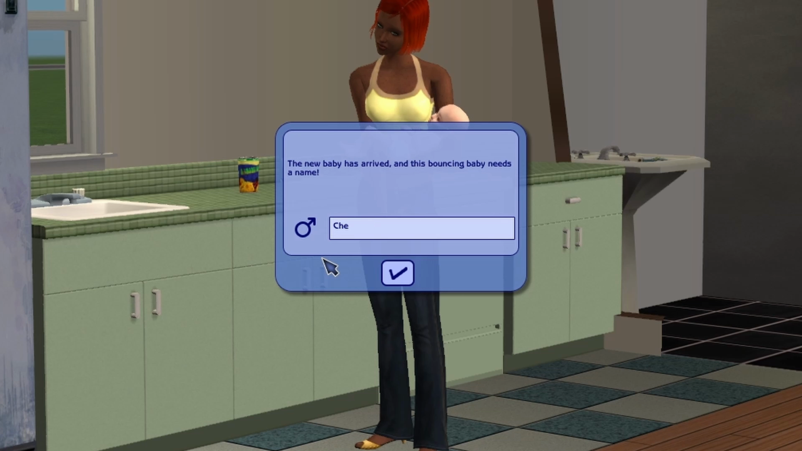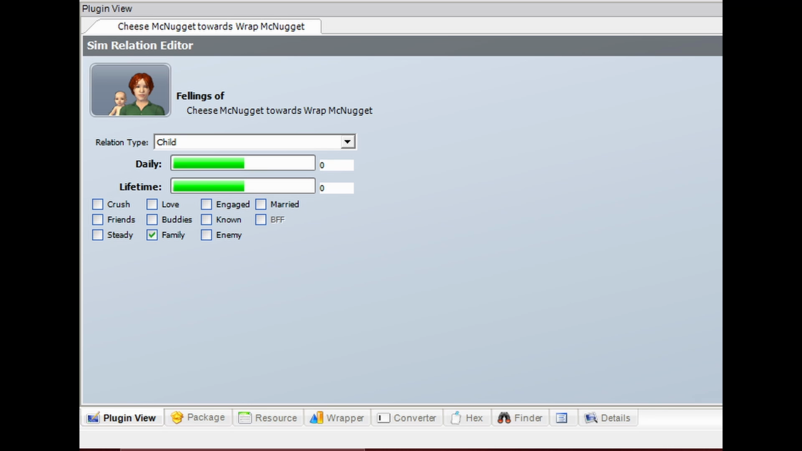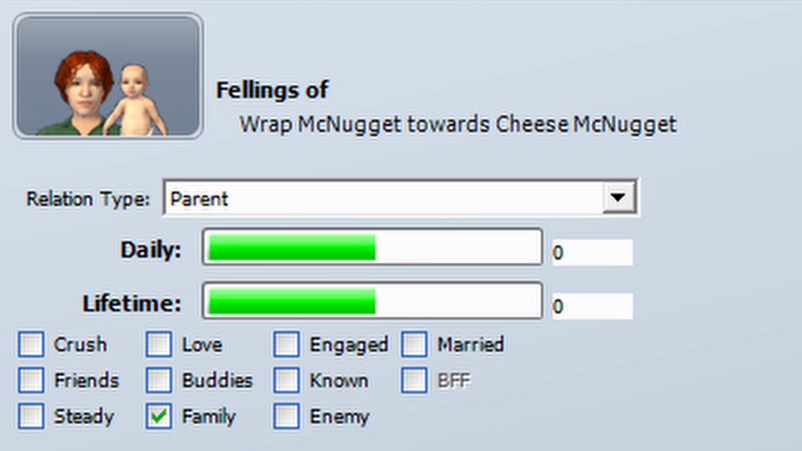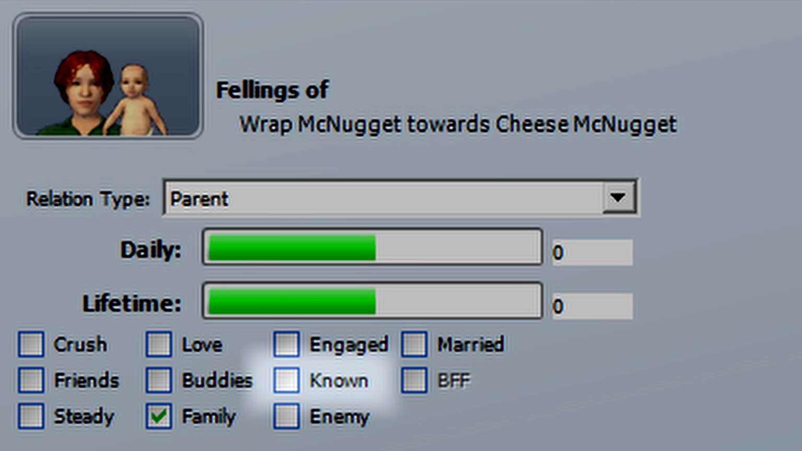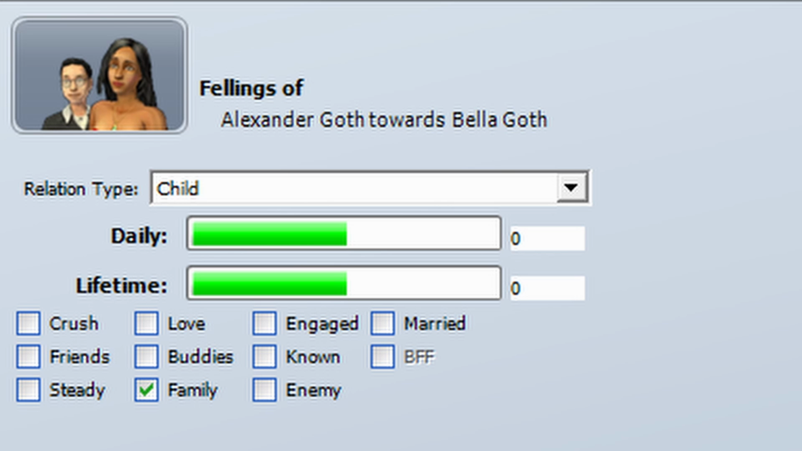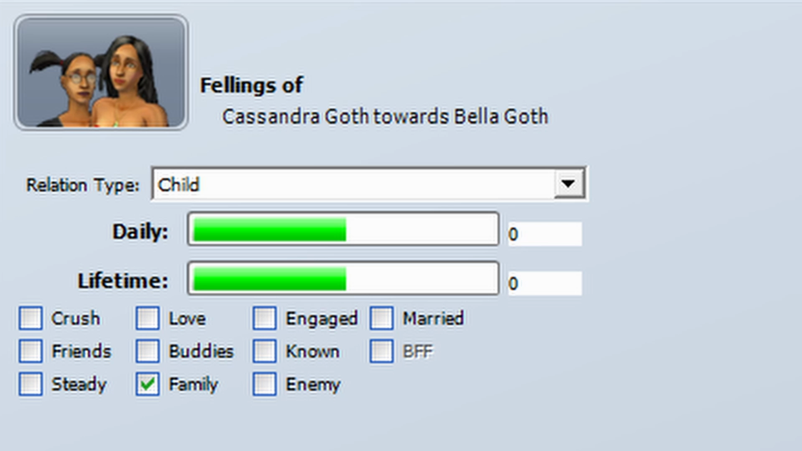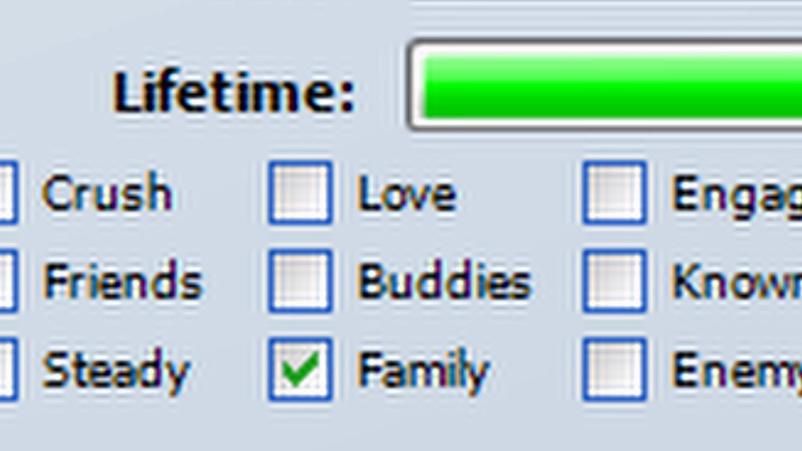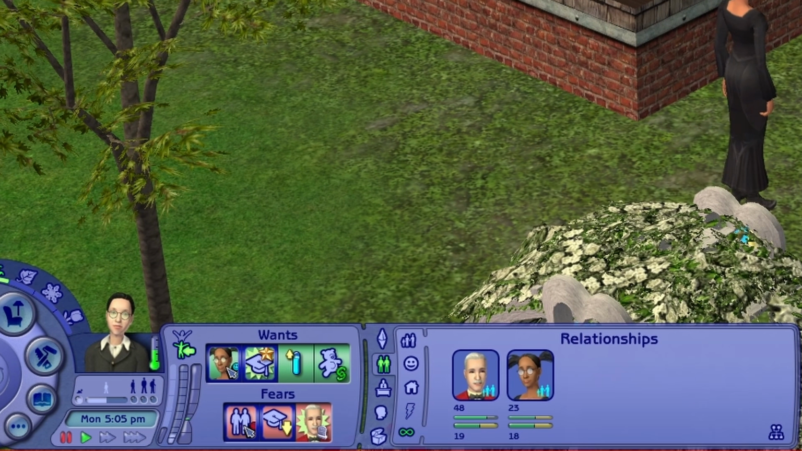For example, when a new sim is born, their family members from outside of the household are going to get the sim relation records immediately, but they are not going to know each other until they meet. So, both Bella and her children have this flag unchecked for their respective sim relation records, which indicates to the game that they don't know each other anymore, despite being family. That's why they don't appear here.